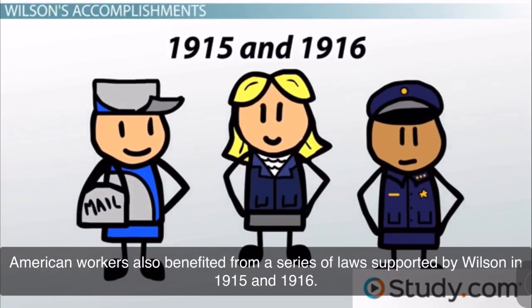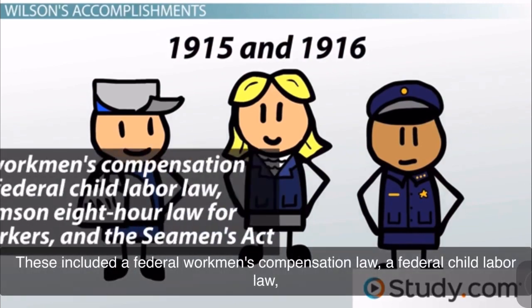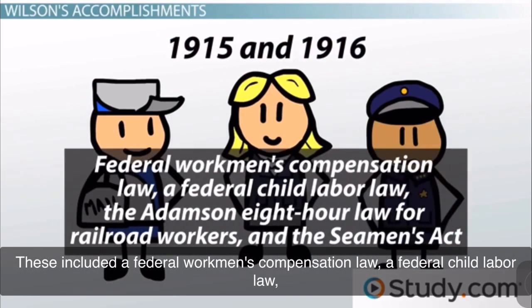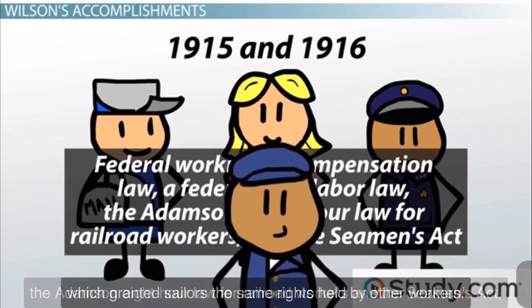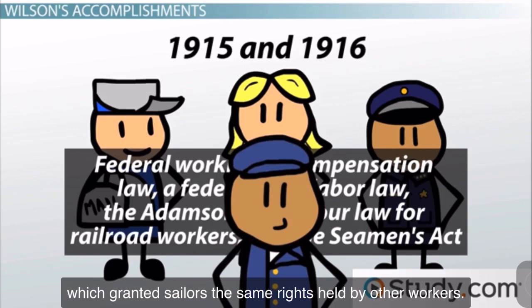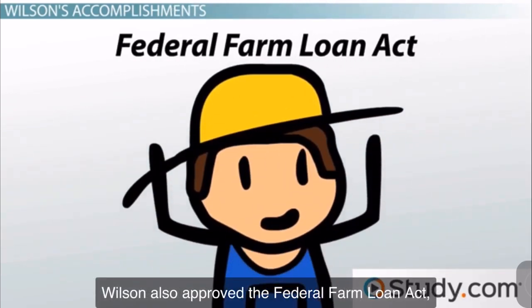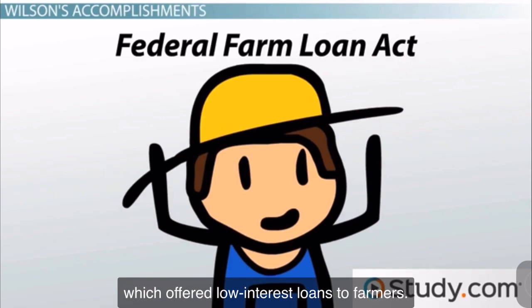American workers also benefited from a series of laws supported by Wilson in 1915 and 1916. These included a federal workmen's compensation law, a federal child labor law, the Adamson 8-hour law for railroad workers, and the Seamen's Act, which granted sailors the same rights held by other workers. Wilson also approved the Federal Farm Loan Act, which offered low-interest loans to farmers.